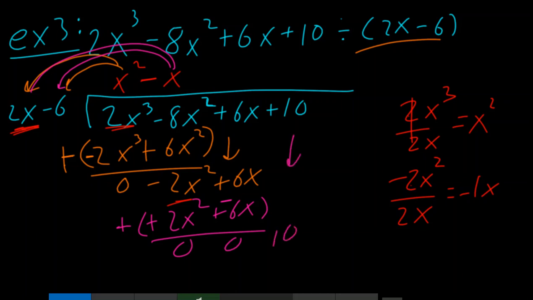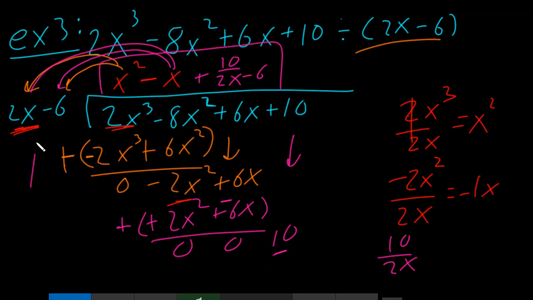Well, if I were to do my leading coefficient here, 10 divided by 2x, nothing's really canceling. We'll just say that this is plus 10 over 2x minus 6. That is our remainder. And so since it has a remainder, we would say then that this is not a factor.